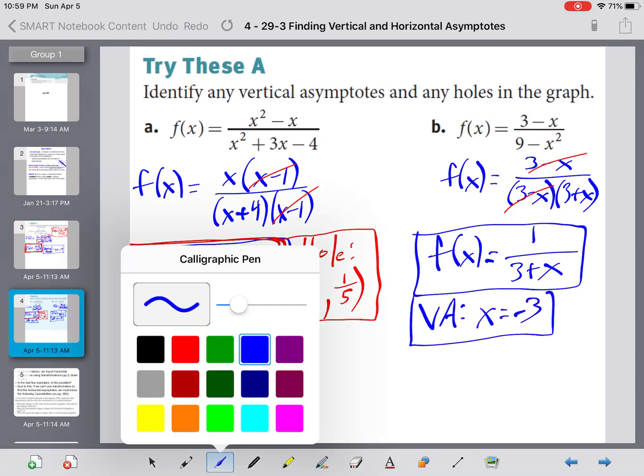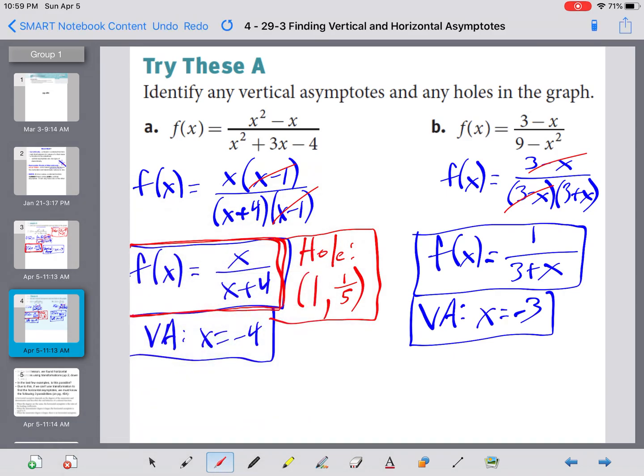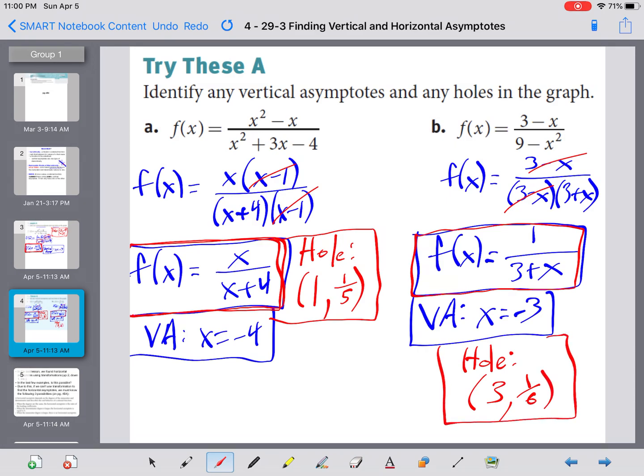And my hole, because 3 minus x reduced. Now again, you can always go over to the margin here and do some work. If you set 3 minus x equal to 0, the easiest thing probably is to add x to both sides, and you get x equals 3. That is the x value of your hole. So the x value is 3. To find the y value of the hole, plug it into the reduced function here that I'm boxing in red. If I plug in 3 there, I get 1 over 6, so that's the hole. Again, sometimes holes have ugly y values, but that's how you handle them.